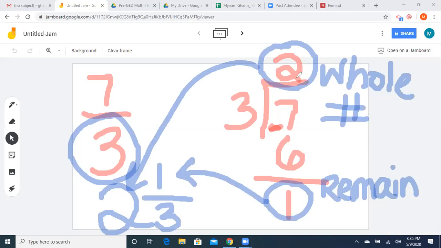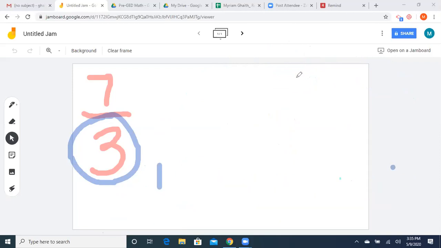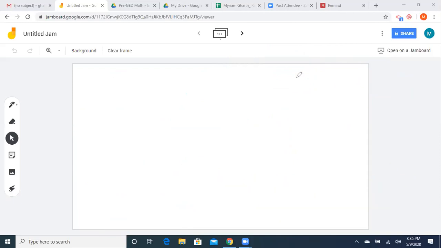Does everyone have this written down? Okay. Any questions? No. Okay. Let's go to the page that we were on. We're going to share it again. Let's see if I could find it.